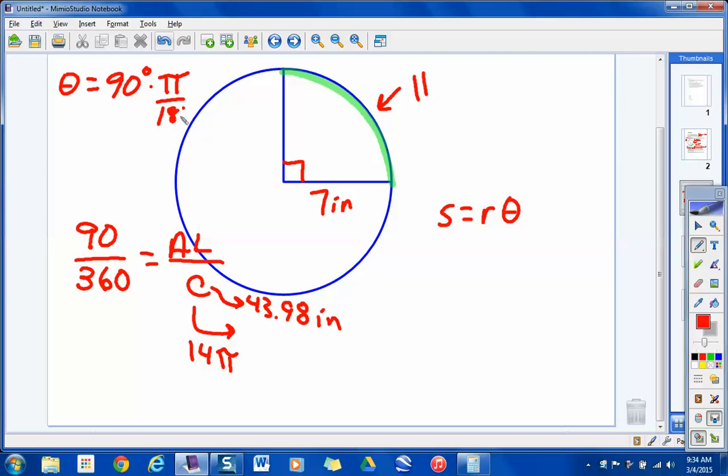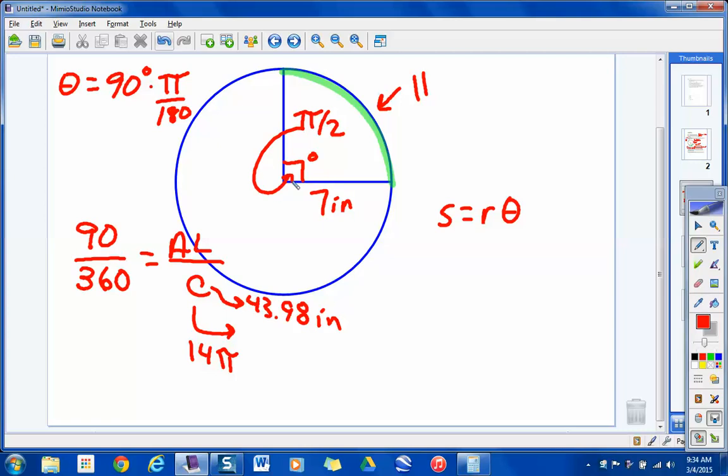Guys, do you agree that 90 over 180 really reduces to 1/2? So this is really pi over 2. So in this case, this 90-degree angle in degrees is pi over 2 radians as well for the central angle there. Would you guys agree with that?